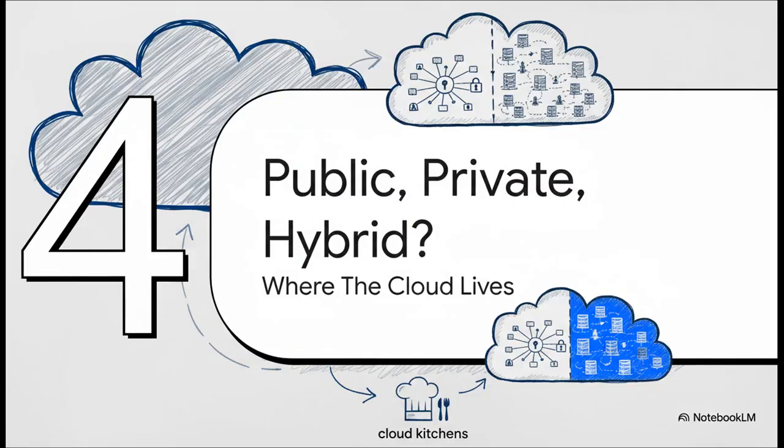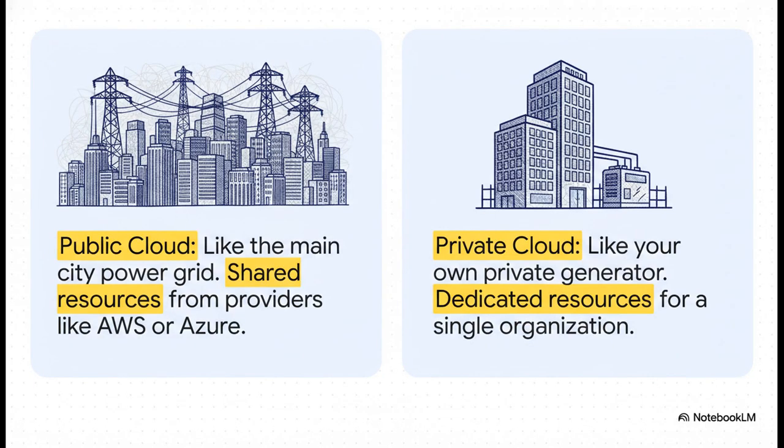All right, so we've got our pizza menu figured out, but where are these kitchens? Where does this stuff actually live? Well, that brings us to the 3 main ways the cloud is deployed. Let's go back to our power grid analogy for a second. The public cloud, this is your Amazons, your Microsoft Azures, that's like the main city power grid. It's absolutely massive, it's super efficient, and you share it with everybody else. A private cloud, though, is the opposite. That's like owning your very own private power generator. It's used by just one organization, so they get total control over everything.